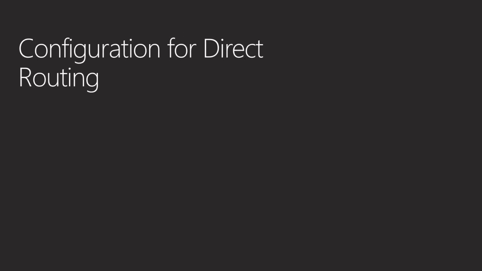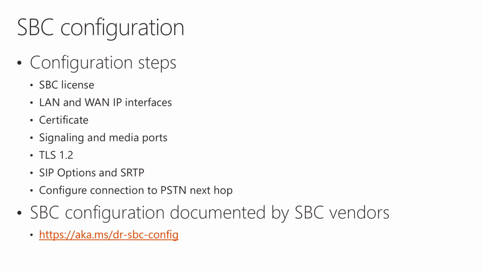Having completed all the planning steps, we can now go into the configuration for direct routing. The SBC configuration includes a number of steps. You need to configure the SBC license, the LAN and WAN IP interfaces, the certificate on the SBC, and the signaling and media ports. Very important, you need to configure TLS 1.2. Since we're enforcing that now on Office 365, we're seeing a couple of customers who are trying to use TLS 1.0 or 1.1, which will lead to errors.